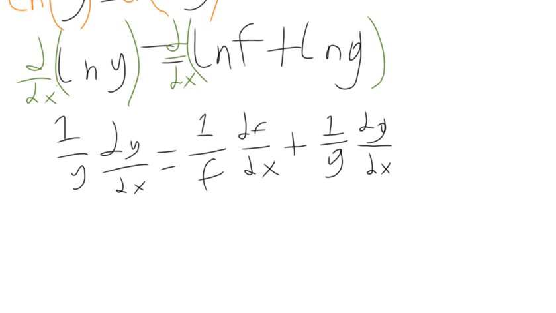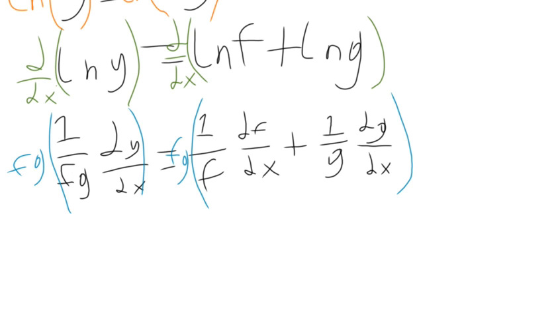And if we see this y right here, just to make things easier, I'm going to replace that right now with what it is. We defined y to be f times g. And now to isolate the dy dx, I'm going to multiply both sides by fg. So I'll multiply this side by fg, I'll multiply this side by fg. So on the left, the fg's cancel out, and we're left with dy dx.